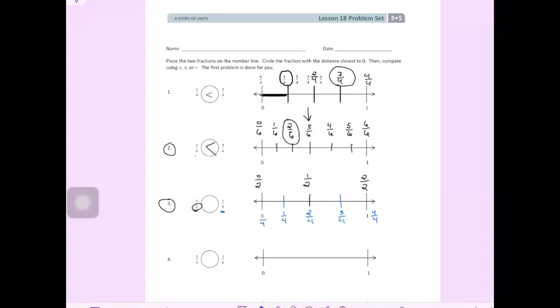So look at 1/2 and 1/4. So here's 1/2, here is 1/4. The directions tell me to circle the number that's closest to 0. So I'm going to circle 1/4 right there. 1/4 comes before 1/2 in our counting. So 1/4 is less than 1/2. So our statement says 1/2 is greater than 1/4.